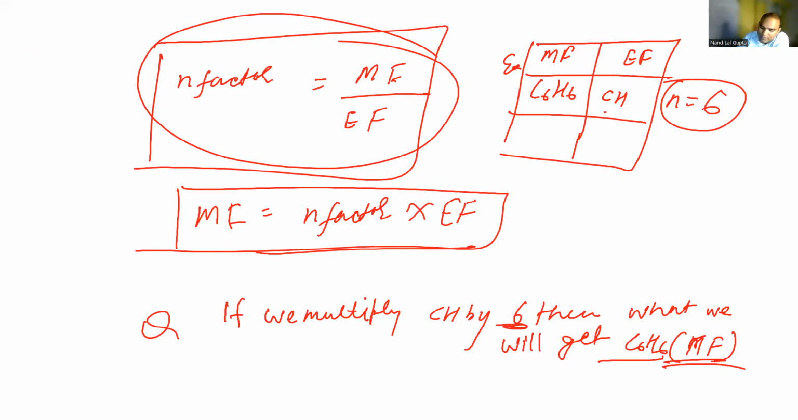In the other question, was the n factor 2.17? No, it will not be a fraction. It will not be a decimal. It will be a whole number. That I'm telling you.